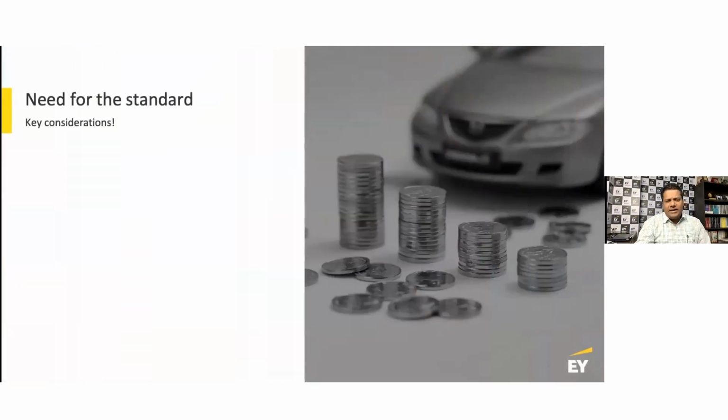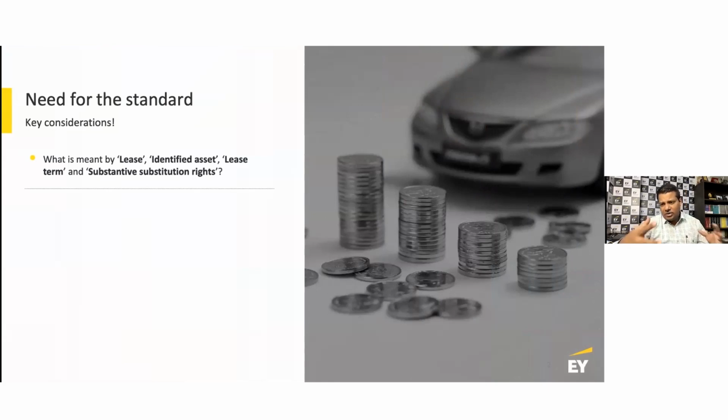So why is there a need for the standard? Some of the key considerations are what we will try and learn and understand. What's the meaning of lease? What's an identified asset? The moment you're talking about a lease, there has to be an asset at play. The asset could be your land, building, plant and machinery, furniture, vehicles, tangible assets. We're talking about tangible assets which are actually being leased. Then lease term is the period for which you are giving the asset on lease to the lessee, between the lessor and the lessee.